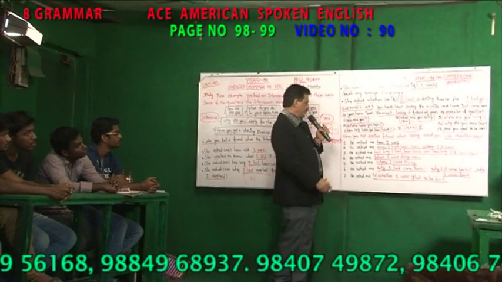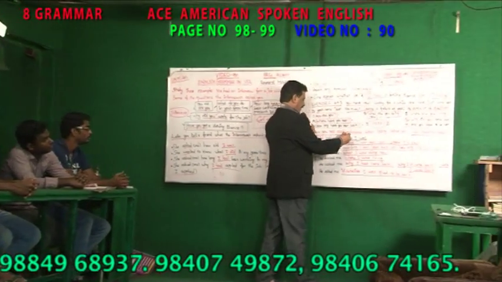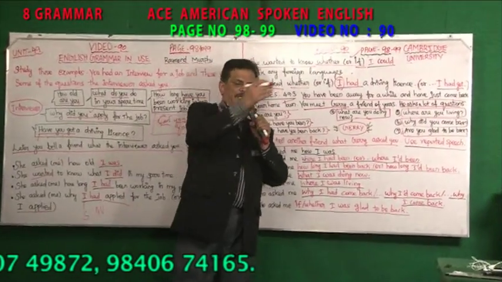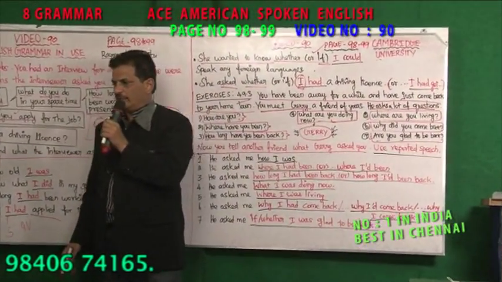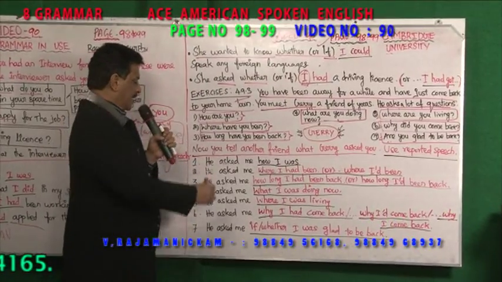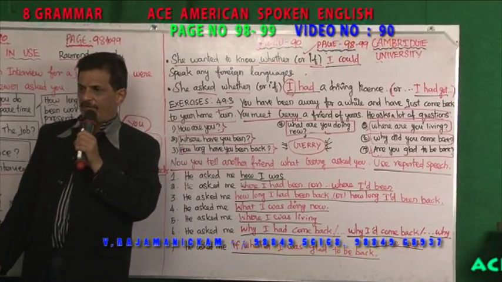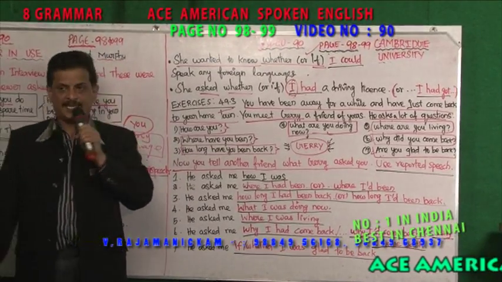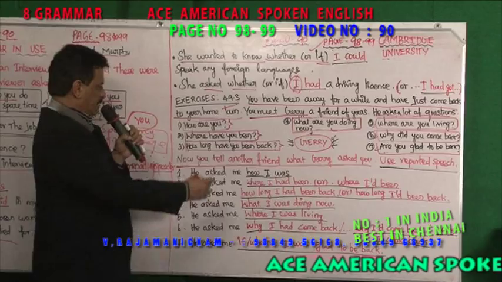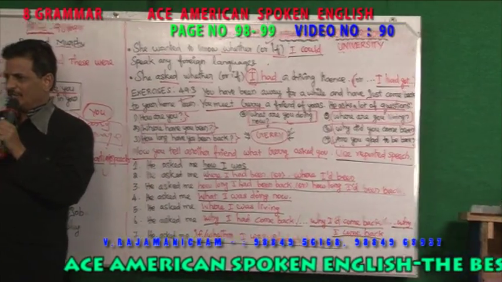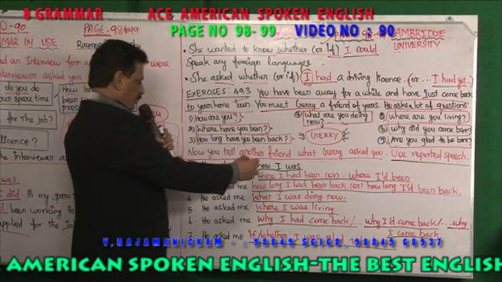Then, how do you go and report? Now you tell another friend what Jerry has asked you. Now you're coming back and telling, okay, my friend Gayatri is there. I'm telling Gayatri what Jerry has asked. So, I say to my friend, what do I say? I say, Jerry asked me, how are you changes into? How are you changes into? How I was. How are you changes into?